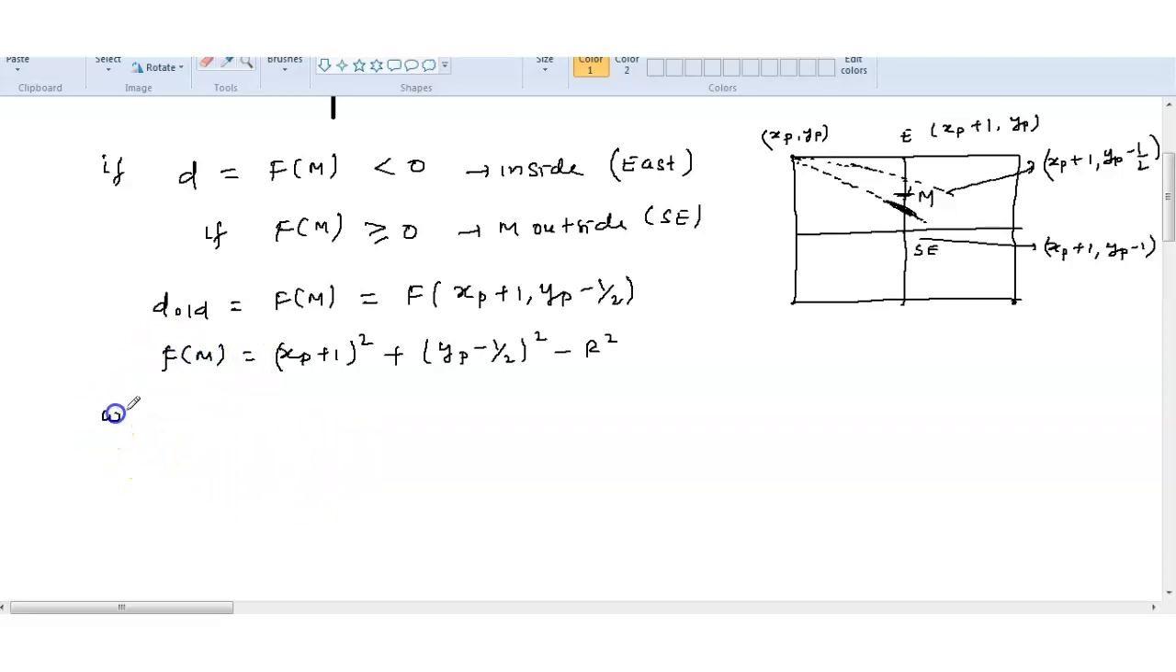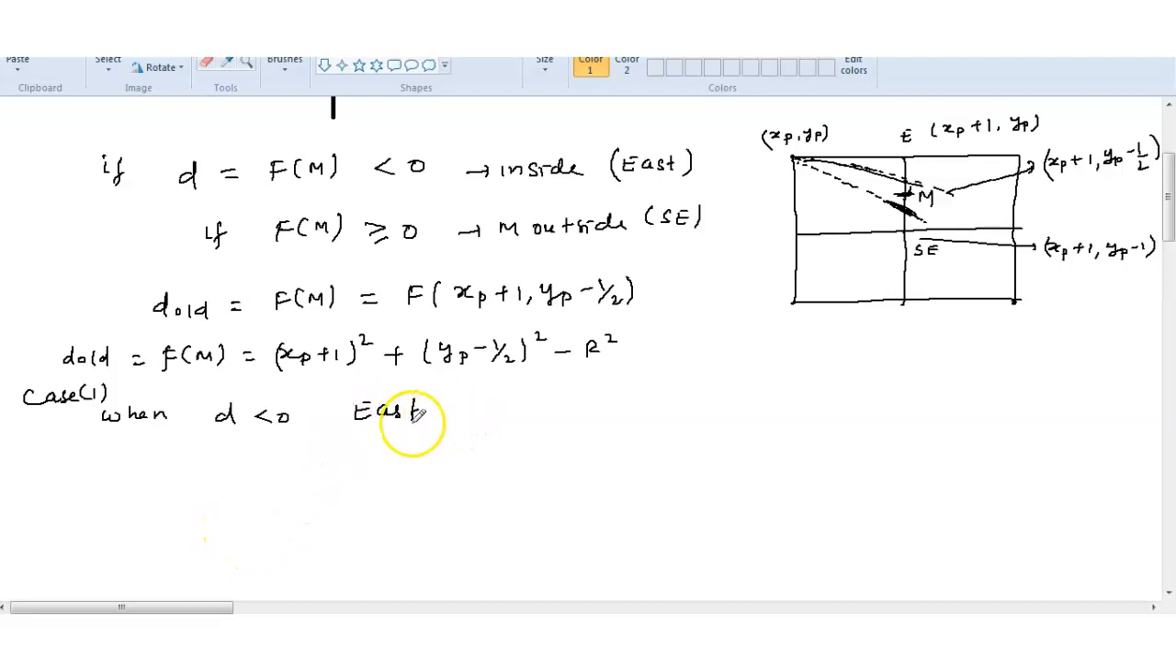So let's consider case 1, when d is less than 0. This is the d old value, and we got it here less than 0. So less than 0 means the midpoint lies inside. We substituted it here, and we are getting a less-than value, which means this m value is inside the circle, meaning the circle is going on. So it's closer to east, and at that time we have to choose the east point.